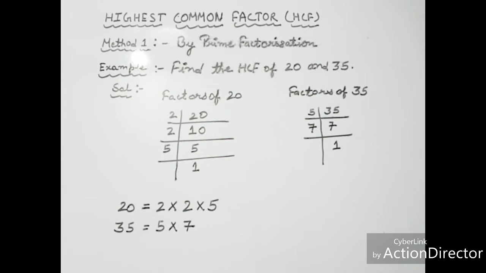So HCF is the product of common prime factors. First we find common prime factors. Only 5 is common here. Therefore HCF of 20 and 35 is 5.